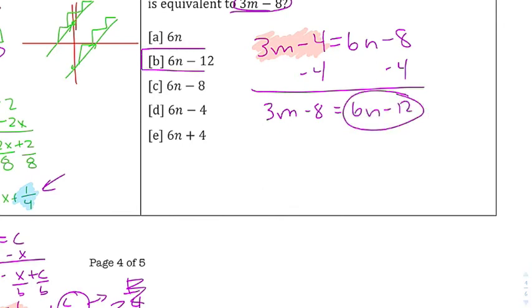And so that would make b our answer. So if I change the 3m minus 4 to the expression we need, it would change 6n minus 8 to 6n minus 12.